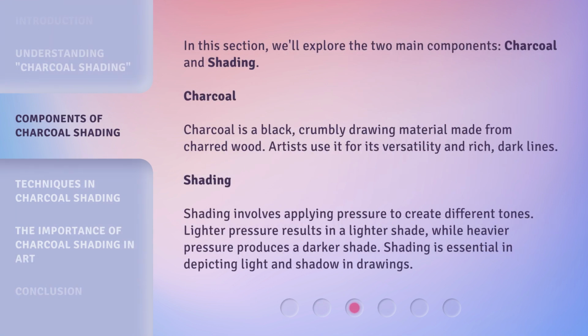In this section, we'll explore the two main components, charcoal and shading. Charcoal is a black, crumbly drawing material made from charred wood. Artists use it for its versatility and rich, dark lines. Shading involves applying pressure to create different tones. Lighter pressure results in a lighter shade, while heavier pressure produces a darker shade. Shading is essential in depicting light and shadow in drawings.